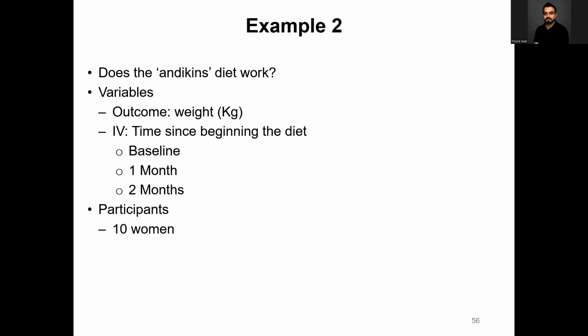So this is an example. This is my research question. Does the Atkins diet work? So my outcome variable is body weight in kilograms, which is a continuous and numeric variable. And then my independent variable or my grouping variable is baseline, 1 month, 2 months. So it is like time since beginning the diet. And I have 10 women.